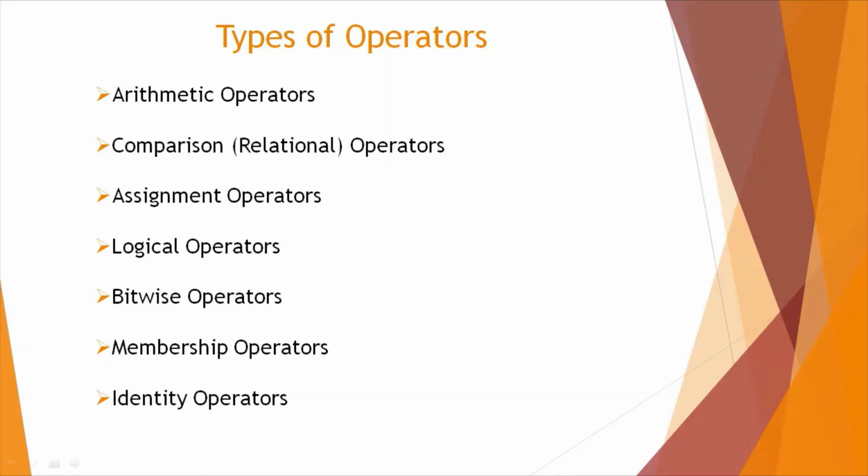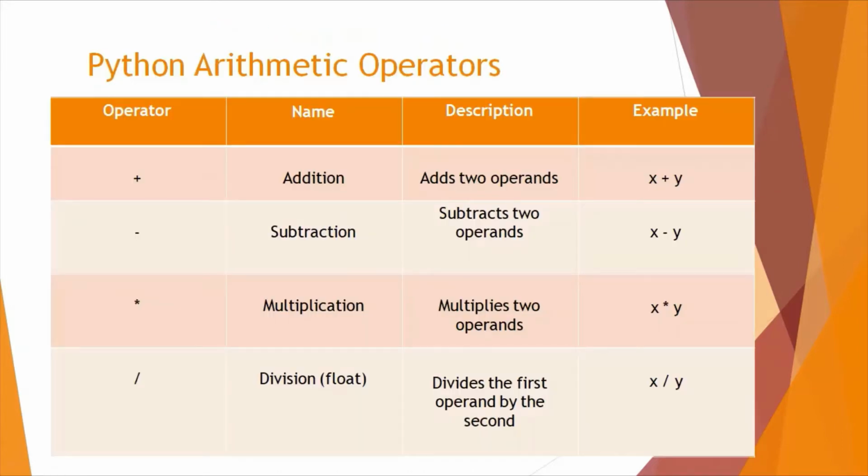First of all, we have arithmetic operators, comparison or relational operators, assignment operators, logical operators, bitwise operators, membership operators, identity operators. So let's have a look at the Python arithmetic operators. Here we have plus, minus, multiply and divide. Addition will add two operands, x plus y, subtraction will subtract two operands, x minus y, multiplication will multiply two operands, x multiplied by y, and division, which is a float. This division will give the answer in float, dividing the first operand by the second, that is x divided by y.